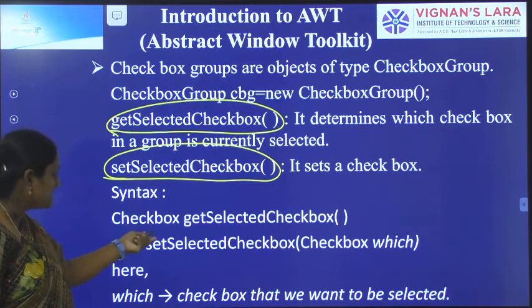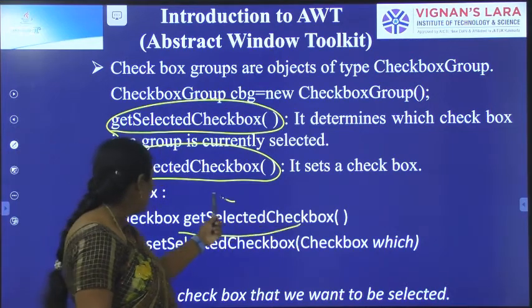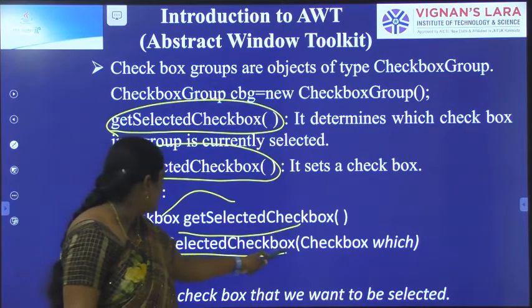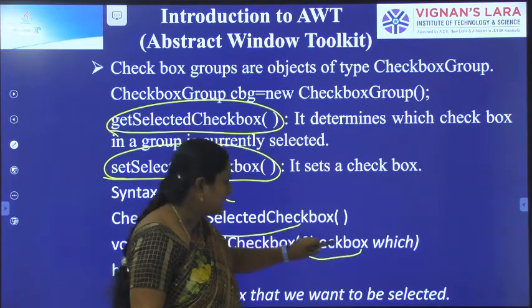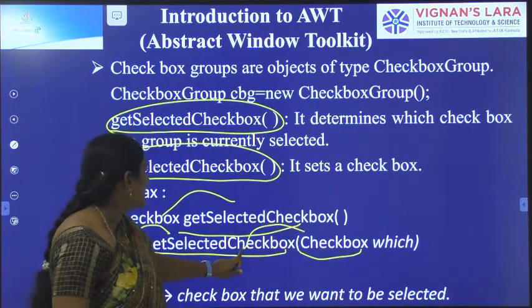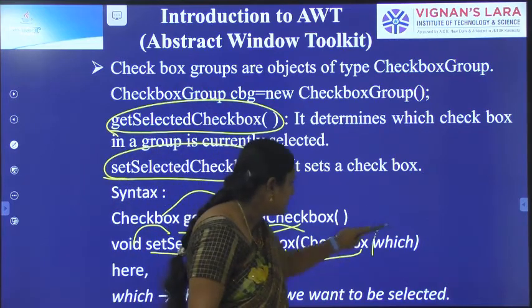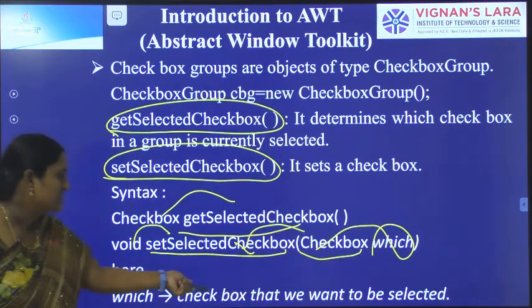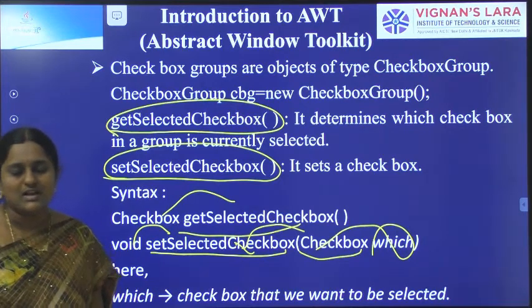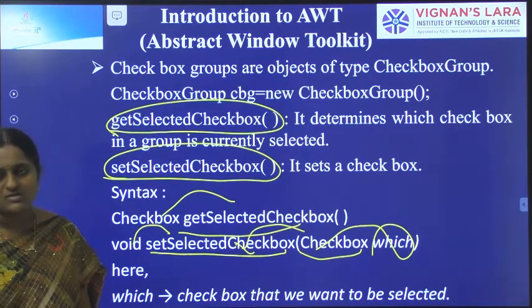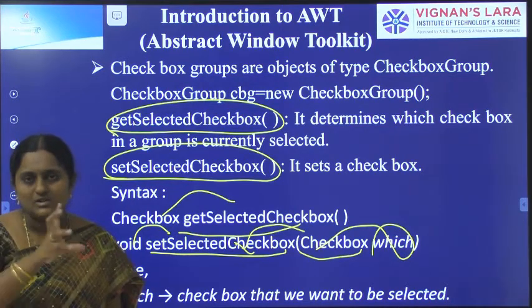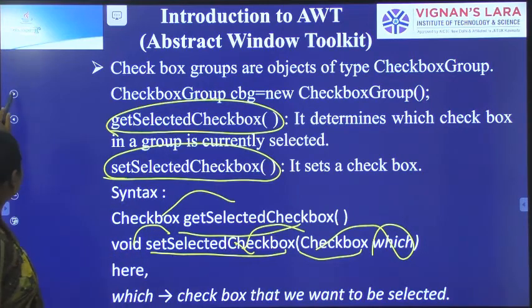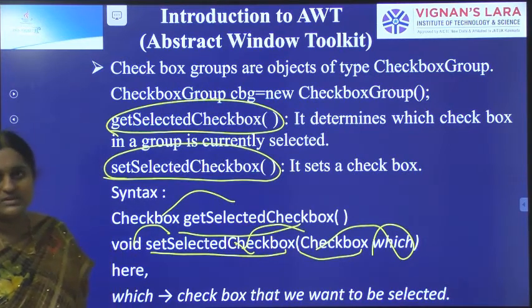Next, what is the syntax? getSelectedCheckbox returns a Checkbox. The next one, setSelectedCheckbox, returns a void type. Here Checkbox is a class, supplied as an argument to the method, which is the reference of the checkbox that we want to select. Where we want to select: there are a number of checkboxes, and we select among them in the checkbox group.